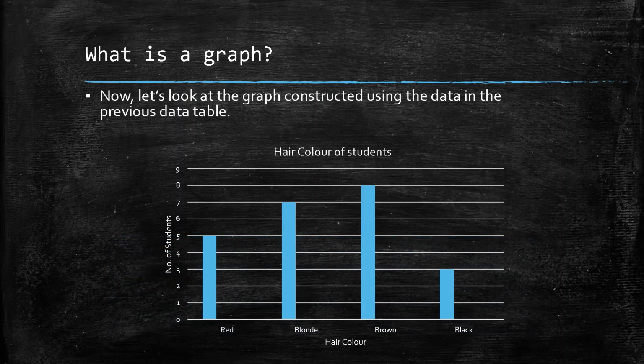The table that we discussed previously has been used to construct the given graph. This graph is a column graph. If you remember, there are 5 students with red hair. Now look at the chart. Above the section labeled red, we can see a long bar that stretches all the way up to number 5 on the y-axis. It shows us that 5 students have red hair. How many students do you think have brown hair? Refer to the graph, not the table. Put your answer in the comment section.